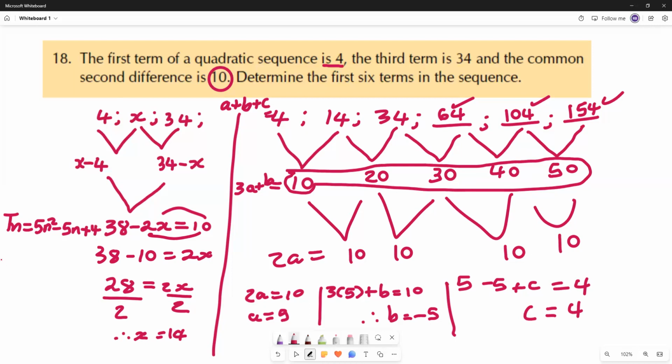Right, and then I can show you, for example, let's do term number 2, T2, but you need to do T1, T2, T3, T4, T5. I'm sure you see that is tedious, guys. You need to know how to use that method. But let's just verify with T1. So 5 times 1 squared minus 5 times 1 plus 4. That is basically 5 minus 5 plus 4, which gives you 4. That's the first term, and so on and so on.